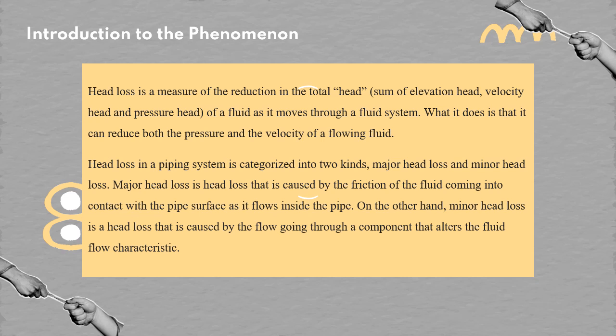First, the introduction to the phenomenon. Head loss is a measure of the reduction in the total head, or sum of elevation head, of a fluid as it moves through a fluid system. What it does is reduce both the pressure and the velocity of a flowing fluid. Head loss in a piping system is categorized into two kinds: major head loss and minor head loss.